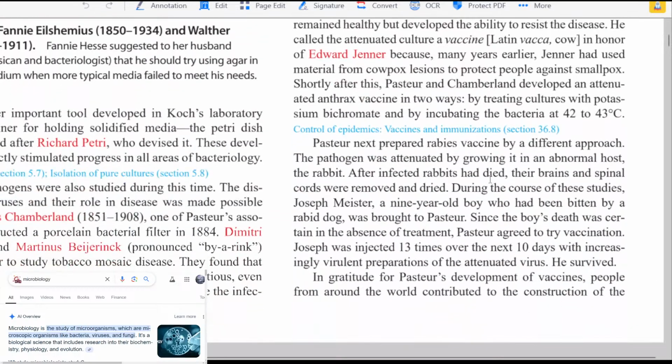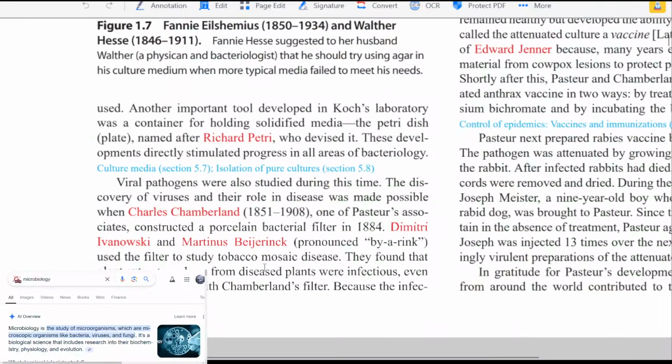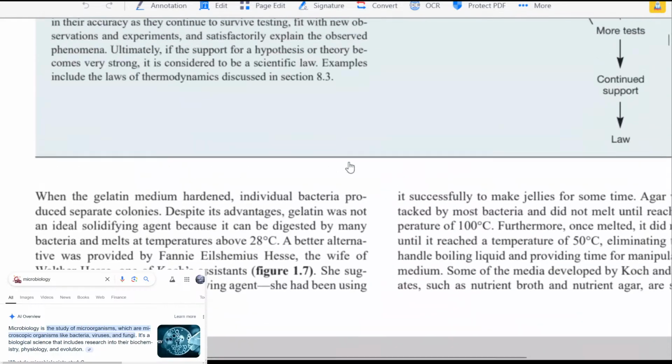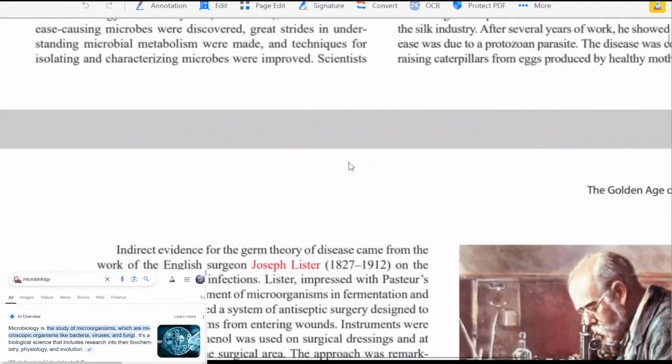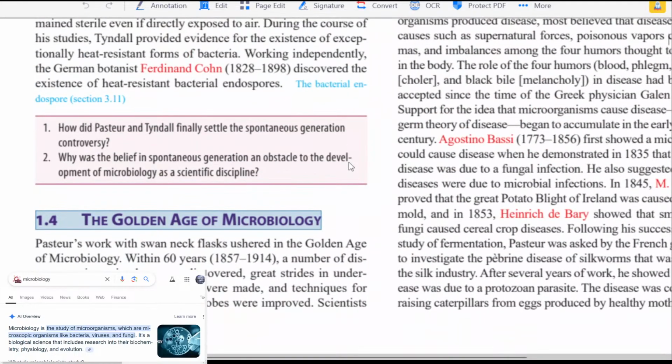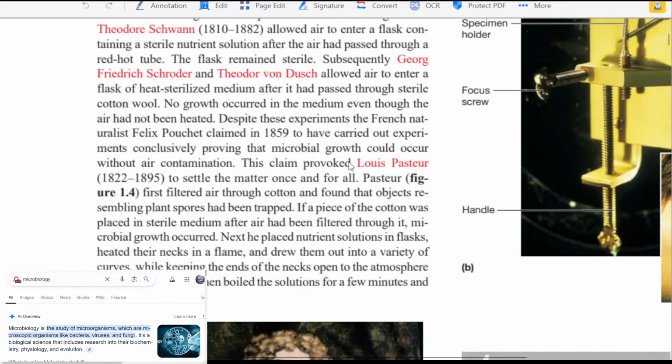So in this paragraph we just studied that there were two groups of scientists, right? First was Charles Chamberland. He constructed a porcelain bacterial filter in 1884, while Dmitry Ivanovsky and Martinus Beijerinck found that there are organisms smaller than bacteria that can cause diseases.